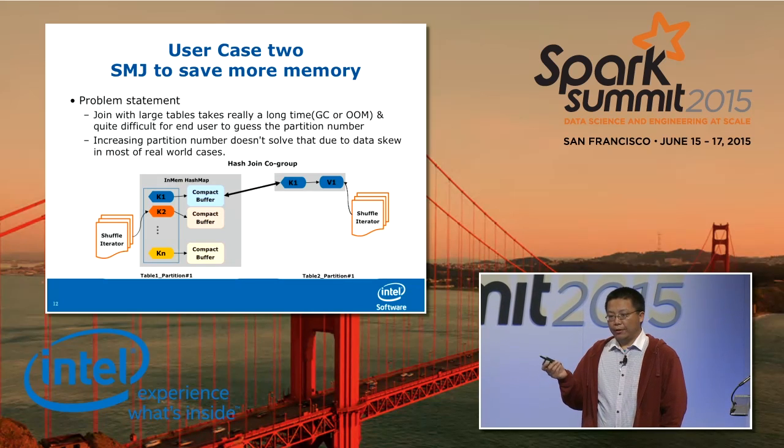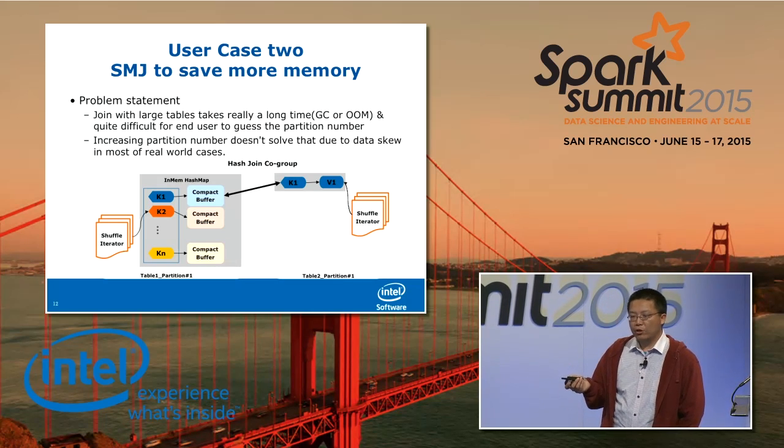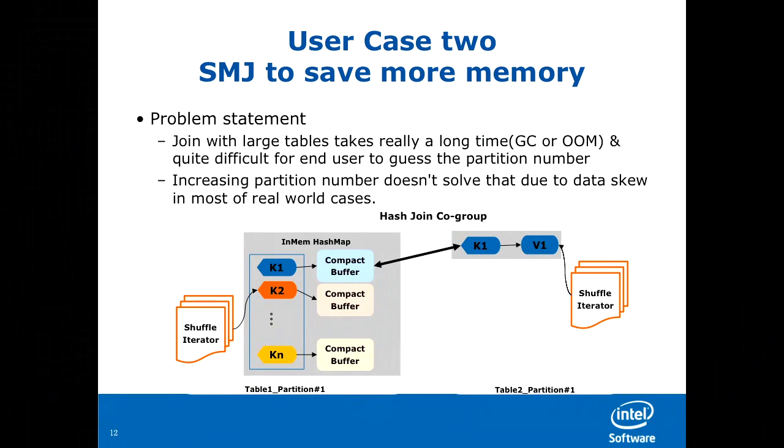This is the previous implementation. If our customers use HashJoin, the left side is one table doing the join. First you need to generate a hash map, and you need to put all this data into the hash map. If you look at all these keys and the compact buffer that stores all the values, it consumes a lot of memory space. So it is very easy to generate GC issues or out of memory issues.